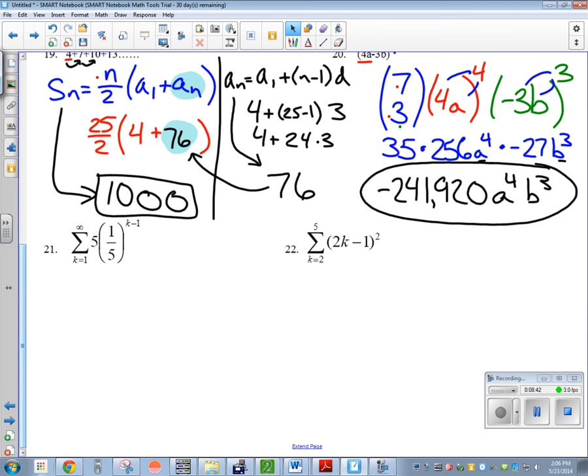Number 21. It's got a sum problem, so I know it's a sum formula that I could use, and the reason I know I can do one is because it's got a sign. So I'm going to use the infinite geometric series formula. Infinite geometric series looks like this: a sub 1 over 1 minus r. It's a really easy formula.